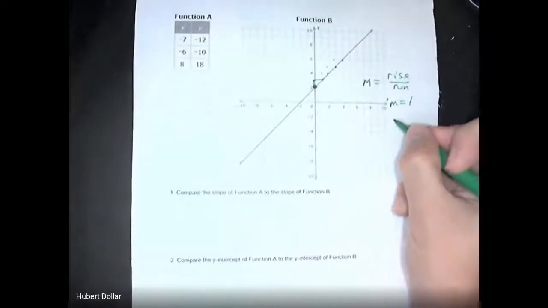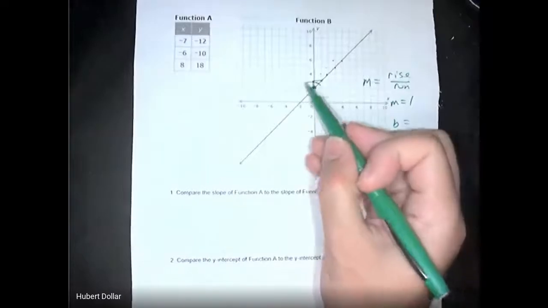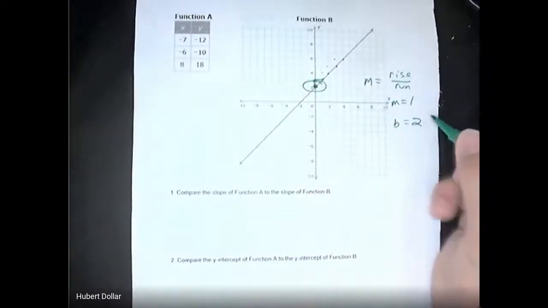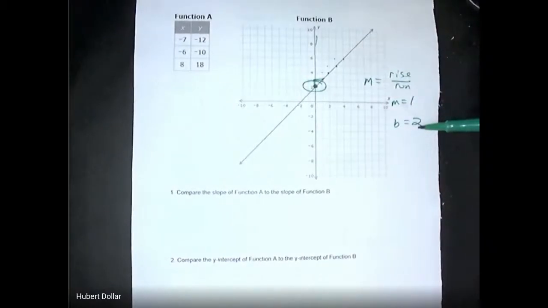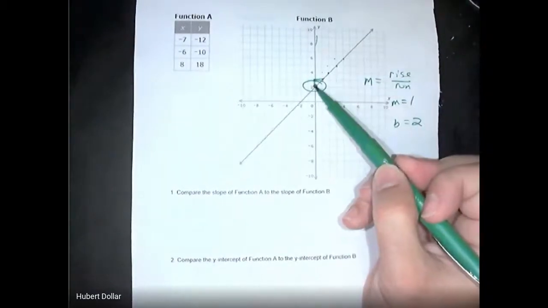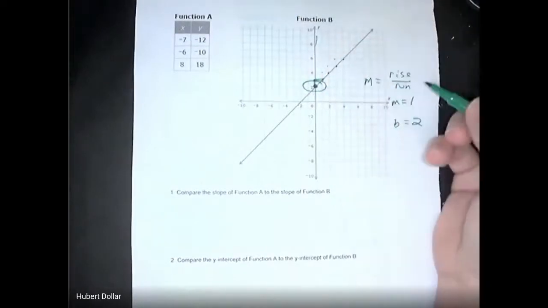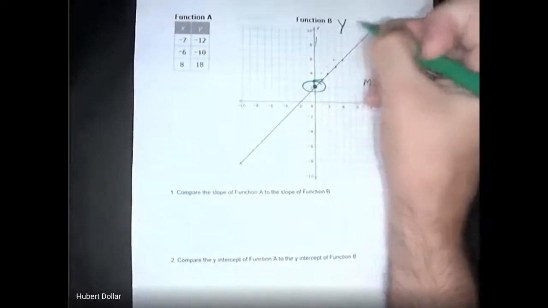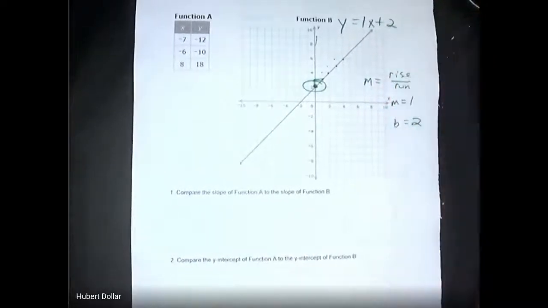Now the y-intercept, or b, is where it crosses the y-axis. And so it crosses at 2. So b equals 2. This is the y-axis. And the b value is 2 because it crosses the y-axis at 2. So the equation of function b is y equals 1x plus 2.